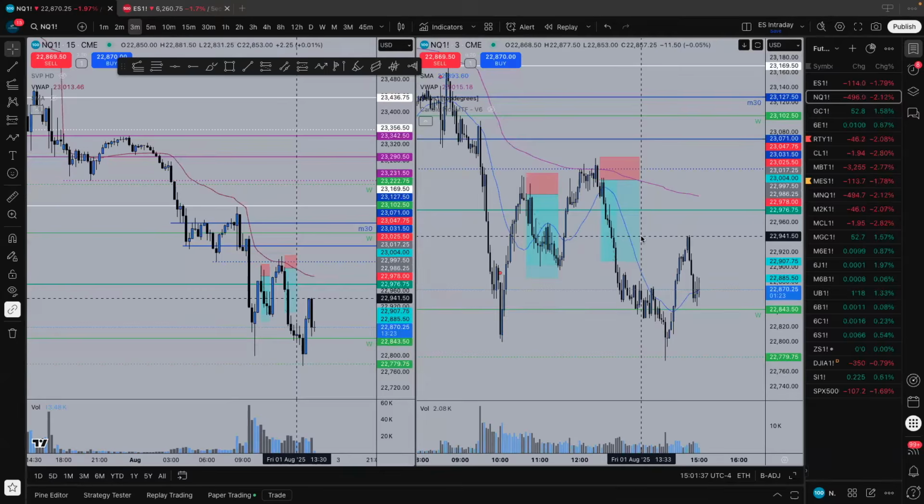I also know we have a lot of new members right now who may not be as familiar with how I'm drawing my key levels, what those levels represent, and kind of the big picture of things.